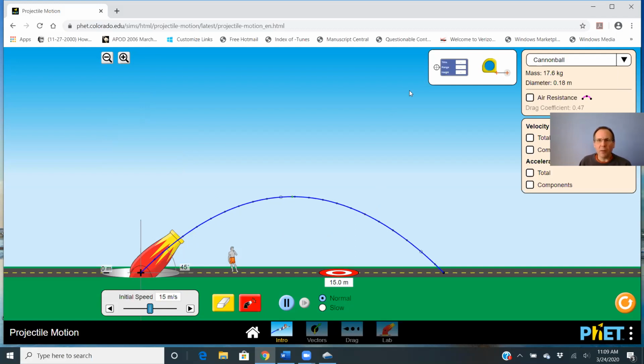Now to measure the range, I'm going to take this tape measure. I'm going to put the first part at the cannon, somewhere right around there. Then you can pull out the second part of the tape measure to where it lands. Say right there. If you read out that value, in this case 22.9 meters, that is my range for that particular angle.